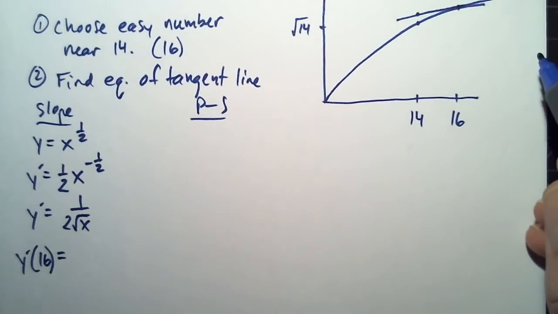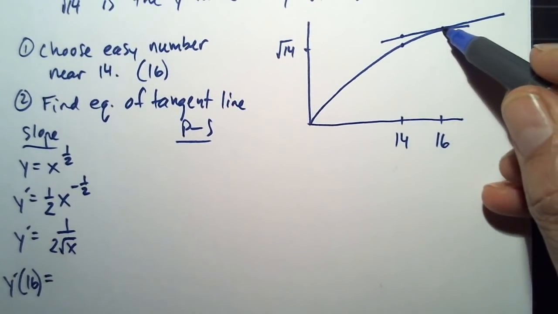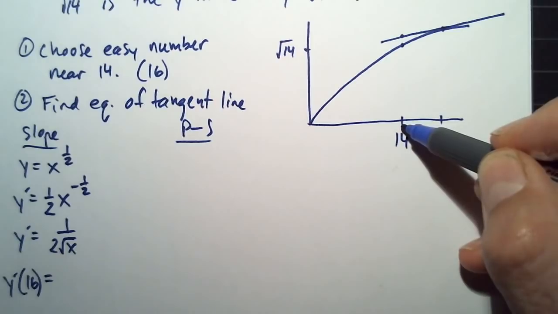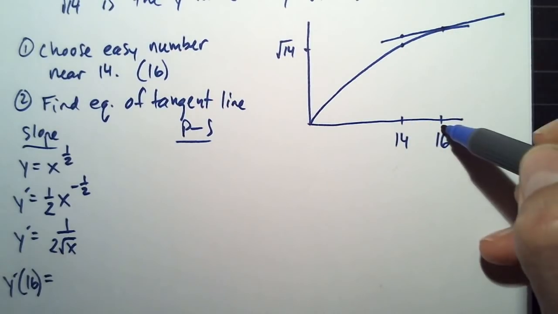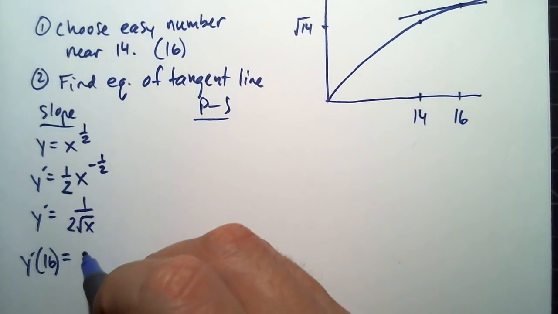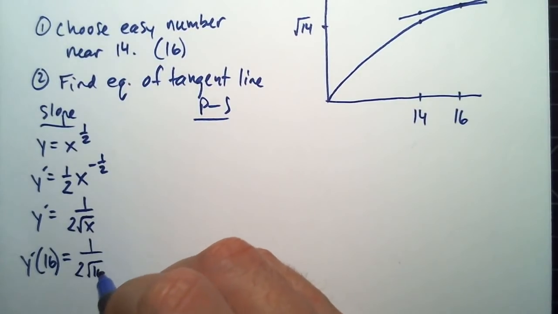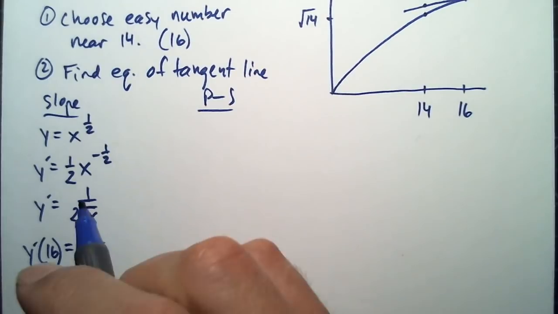We need the slope. The slope at 16, we're not going to find the slope at 14. We're going to find the slope to make the tangent line at 16. So I'm putting a 16 in there: 1 over 2 radical 16, and that'll give us 1 over 8.